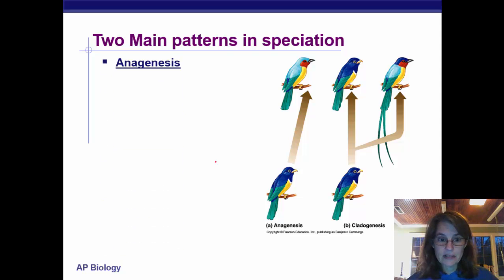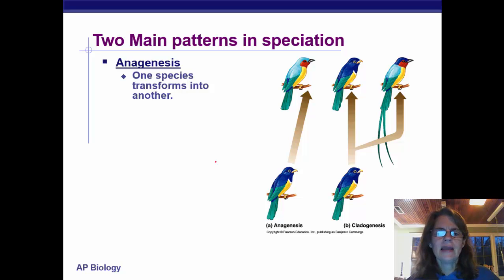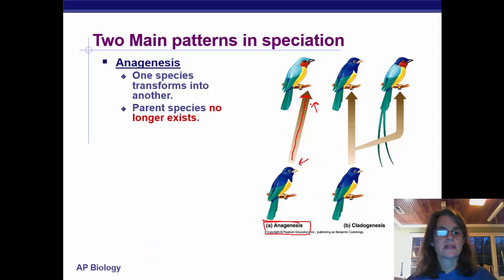One is called anagenesis. In that, one species literally transforms into another. That's being shown in this first picture here, where we have one species of bird basically over many years transforming into another. This species would cease to exist and be replaced by the new species. So the parent species no longer exists in that scenario.